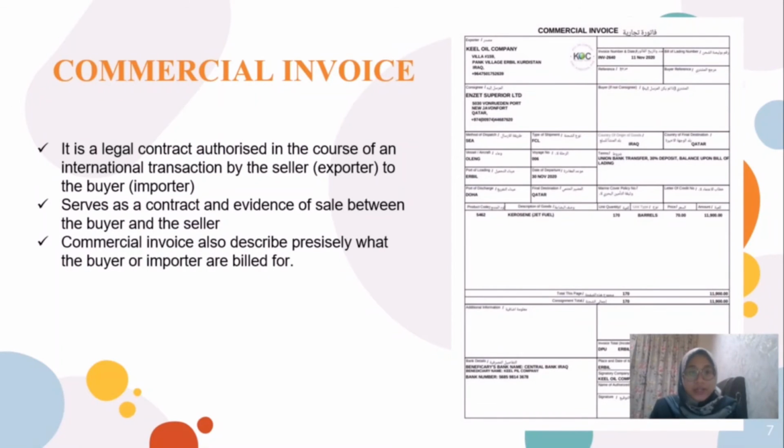It is a legal contract authorized in the course of an international transaction by the seller or exporter to the buyer or importer. It serves as a contract and evidence of sale between the buyer and the seller. A commercial invoice also describes precisely what the buyer or importer is billed for. Normally, the commercial invoice will be prepared by the exporter towards the courier. So this is the commercial invoice that has been prepared by our exporter, Kiel Oil Company.